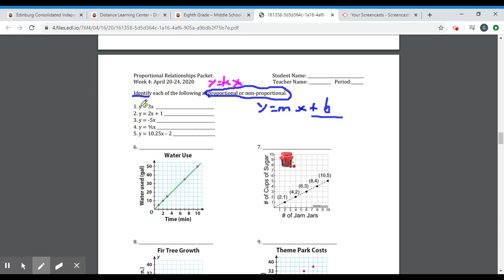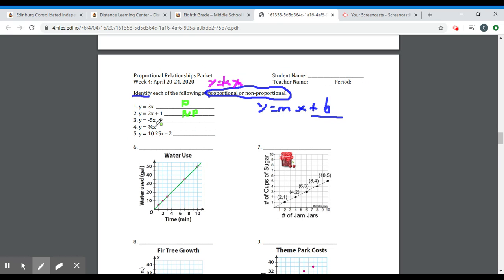So number one, y equals 3x. Look at your two formulas. Which one is it? P, proportional, or NP, non-proportional? Right, proportional. What about y equals 2x plus 1? Look at your two different equations. Right, non-proportional.